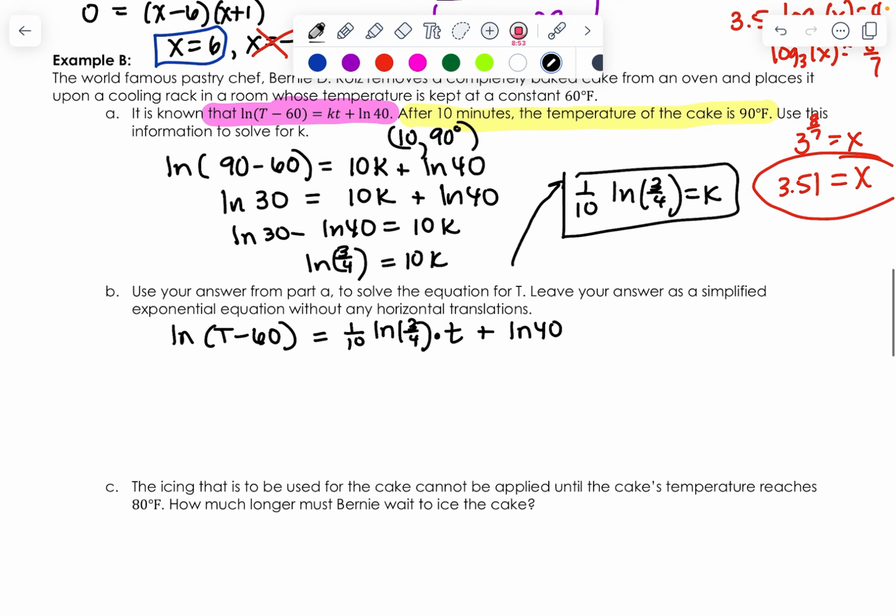All right, so this is where you need to put your thinking hats on, okay? So watch, I'm going to go from logarithmic form to exponential form. So I'm going to take the left side and make it e to the 1/10 natural log of 3/4 t plus the natural log of 40 equals capital T minus 60.